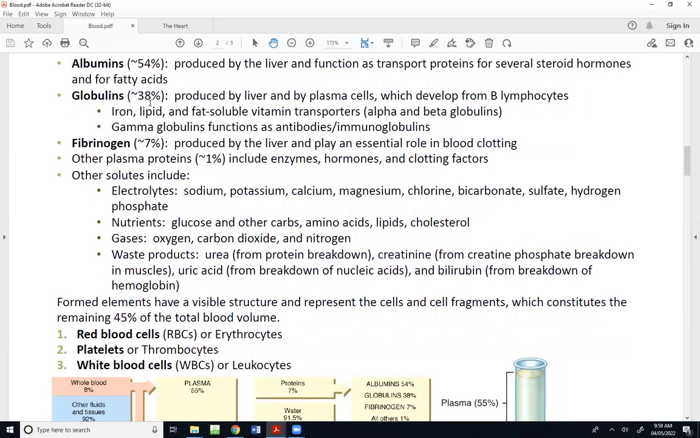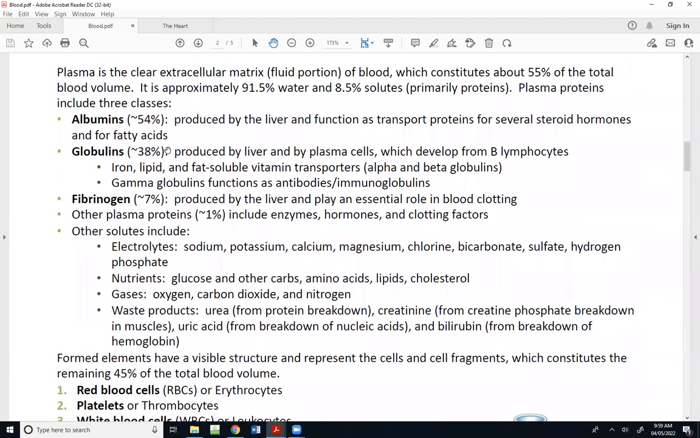There's 38% of the plasma proteins falling in this category, roughly anyway. Also produced by liver, but also in some cases produced by plasma cells, which develop from a type of white blood cell known as a B lymphocyte. Okay. There's actually three types of globulins. You've got alphas and betas, and then gammas. Alphas and betas are very similar to albumins in that they are transporters of things like iron and lipids and fat soluble vitamins.